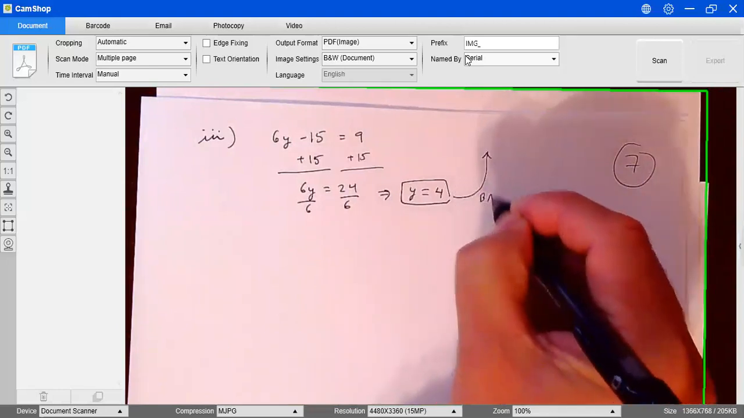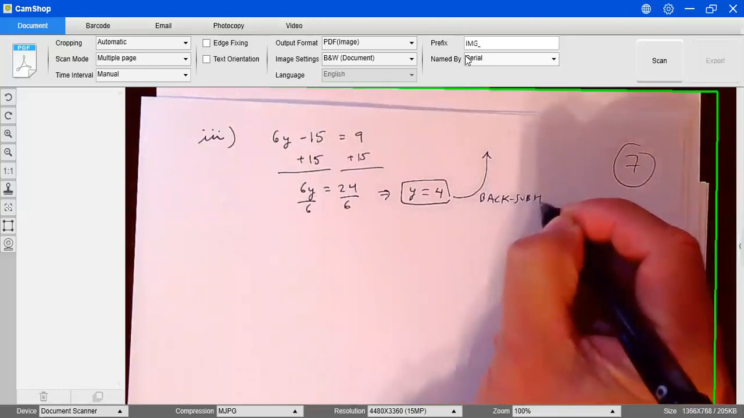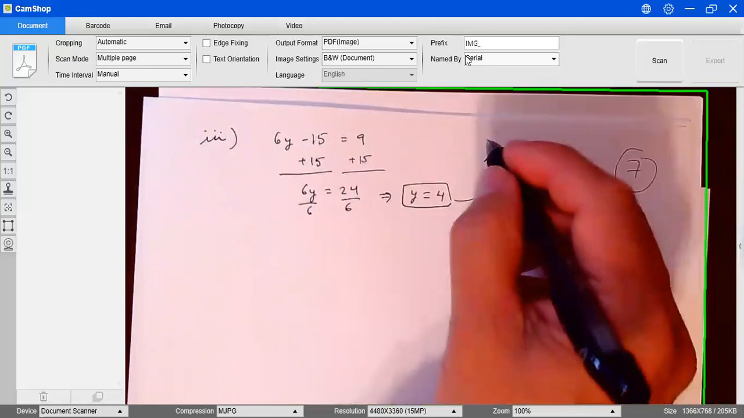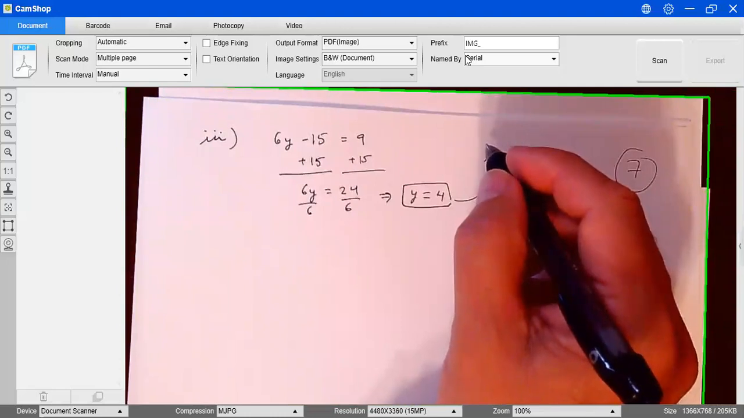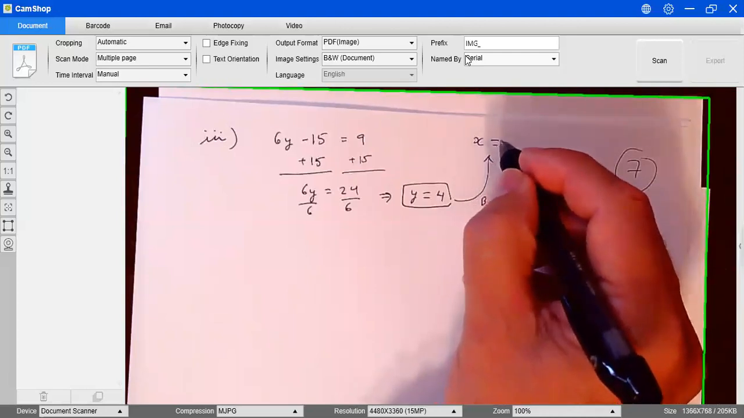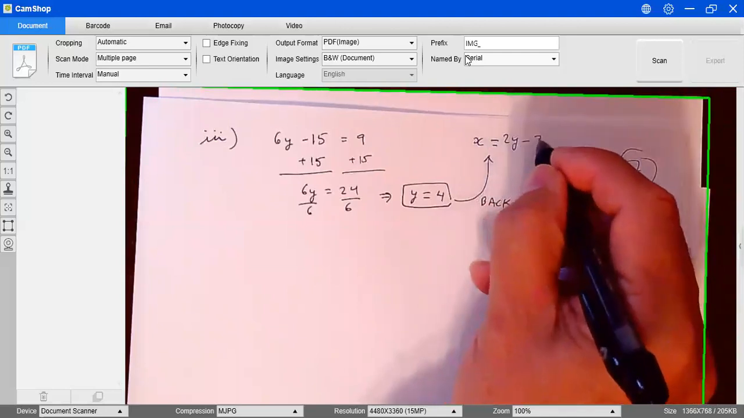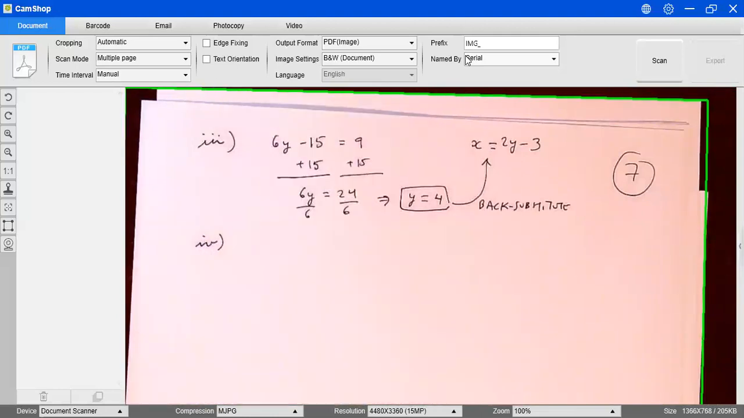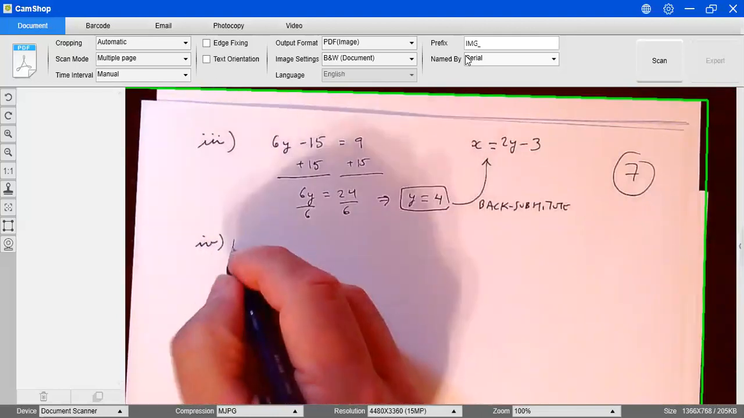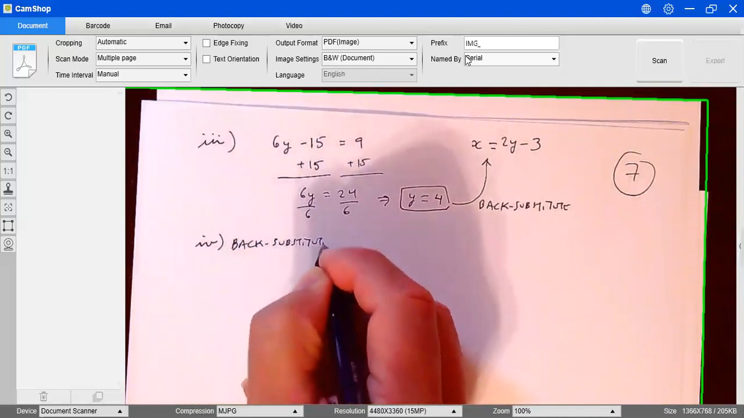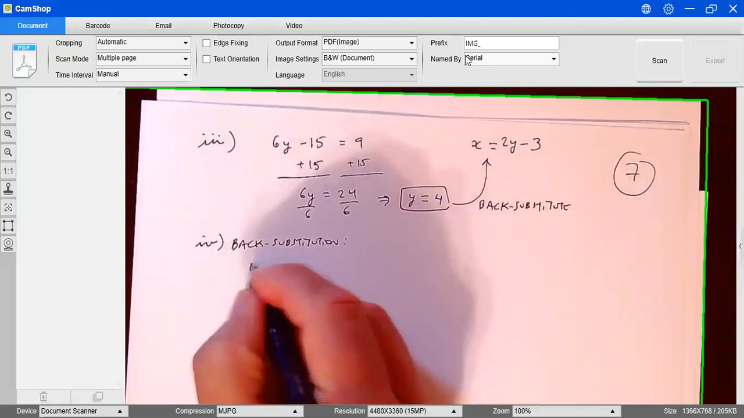We need to back substitute into the equation that we obtained from step 1. So what was that equation? x equals 2y minus 3. So we need to back substitute into that equation. So this is going to be the back substitution step.